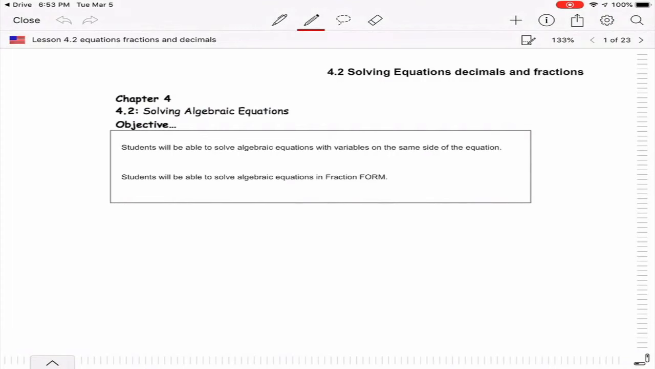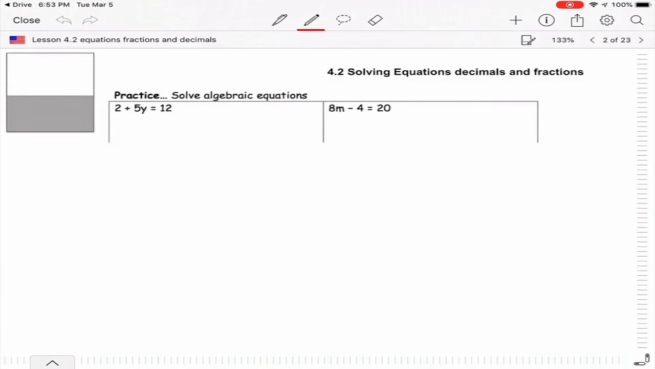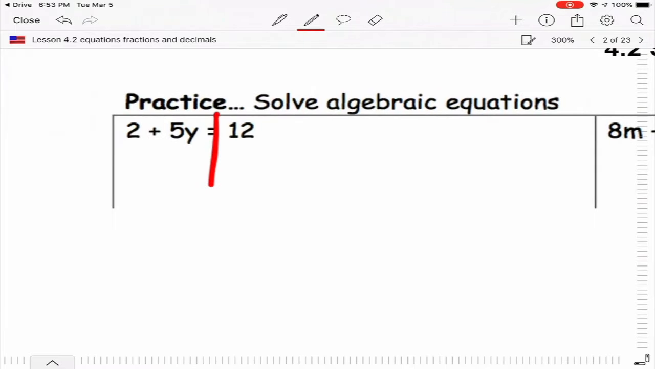In today's lesson, students will be able to solve algebraic equations with variables on the same side of the equation. Students will be able to solve algebraic equations in fraction form. So I'm most likely going to be focusing on this objective right here. These two you're going to do on your own first. Treat it like a do now. Just warm yourself up. Remember, draw a line through the equal sign and solve from there.